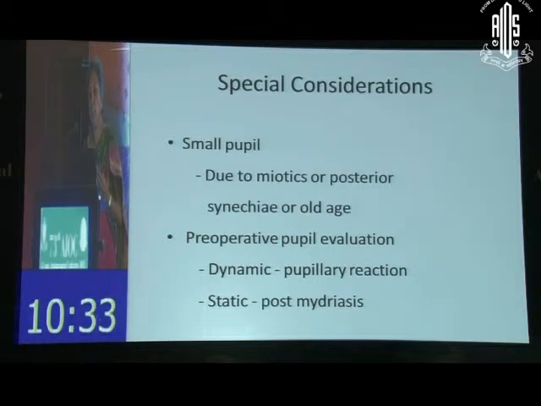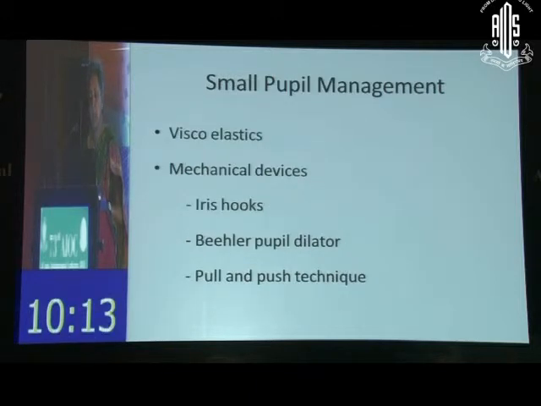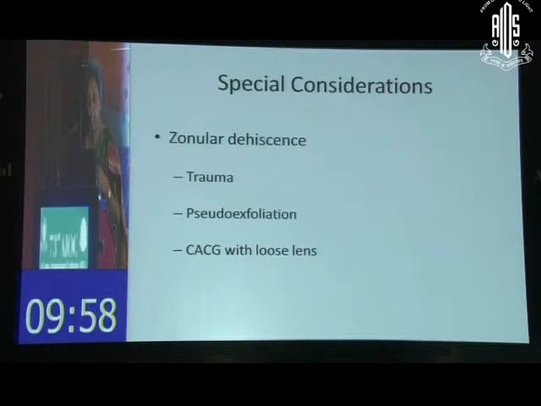Preoperatively, we have to evaluate very well and make a note of it, which helps you to offer good surgical outcomes. So dynamic evaluation, that is what is the pupillary reaction. Following the dilatation, you have to look at how much the dilatation is, make a note of it. That is the static evaluation of the pupillary mydriasis. And use a good viscoelastic that offers a good amount of mechanical stretching of the pupil. Or one can go for the iris hooks or Beeler pupil dilator, or you can go for the Kuglin hooks pull and push technique.